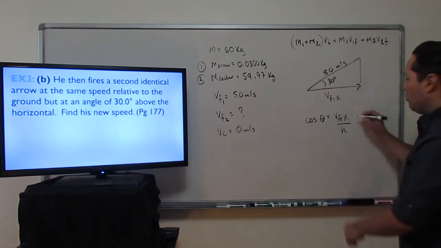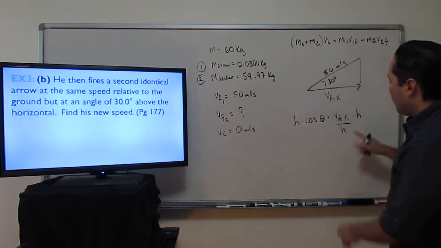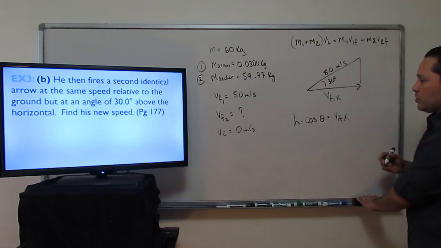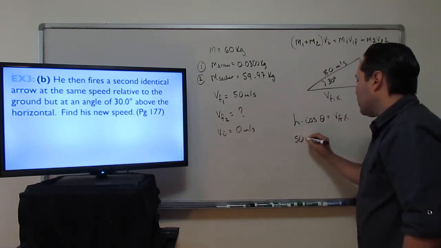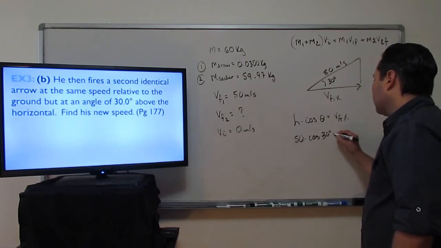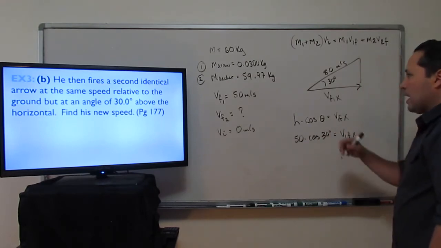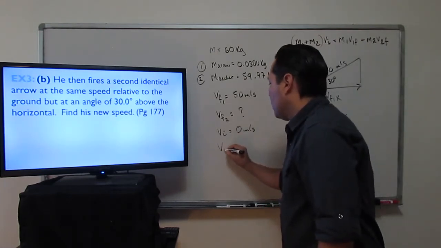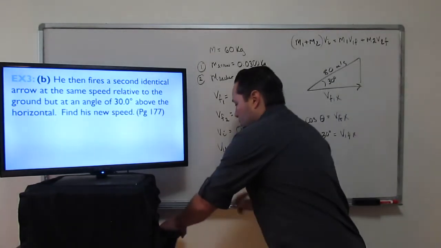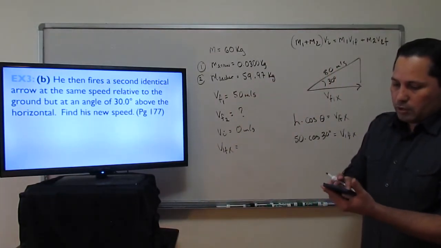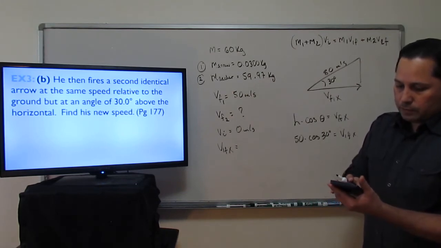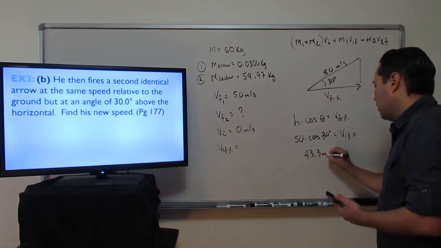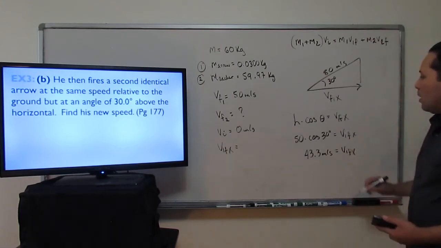I'm going to multiply by h on both sides, and that's going to cancel out. So that's going to give us the velocity of object 1 final on the x-axis, which is 50 meters per second times cosine of 30. That gives the answer for the velocity on the x-axis, which is really what we care about. Let's do that in the calculator. Cosine of 30 multiplied times 50 gives us 43.3 meters per second. Alright, so now we have it.